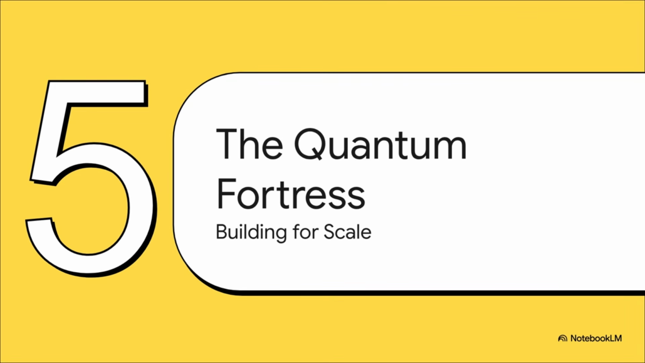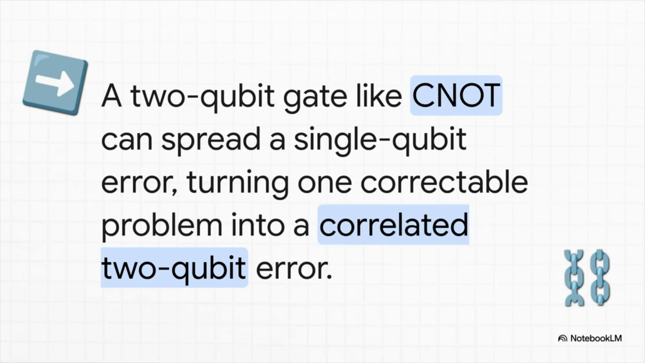One of the biggest headaches is that errors love to spread. You can have a single simple error on one qubit, but then you perform a standard two qubit operation, something essential like a CNOT gate, and that gate can take one tiny error and smear it across two qubits. All of a sudden, a small fixable problem has morphed into a bigger correlated mess that your code might not be designed to handle.